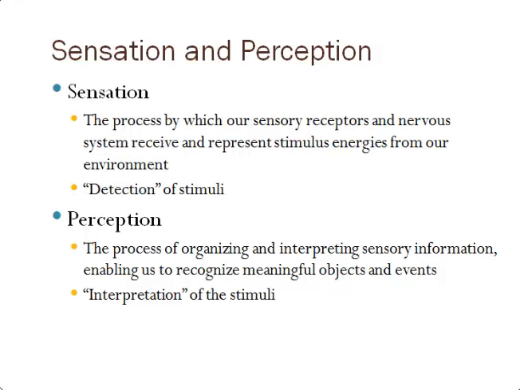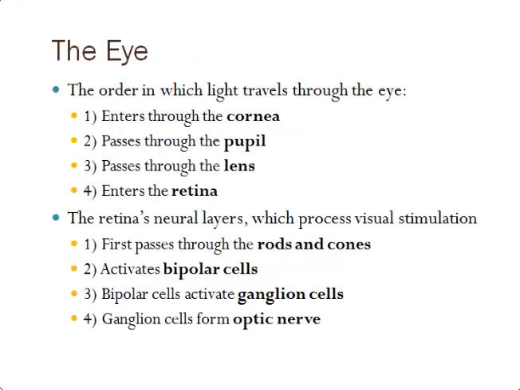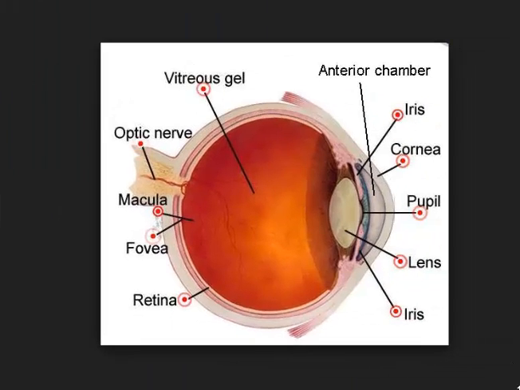That's my perception. Certainly one of the important aspects of how we sense things is through our eye. Light travels through the cornea, passes through the pupil and the lens, and enters the retina. Now that probably doesn't mean a whole lot outside of a diagram, so I'm going to give you a little bit of a diagram over here.